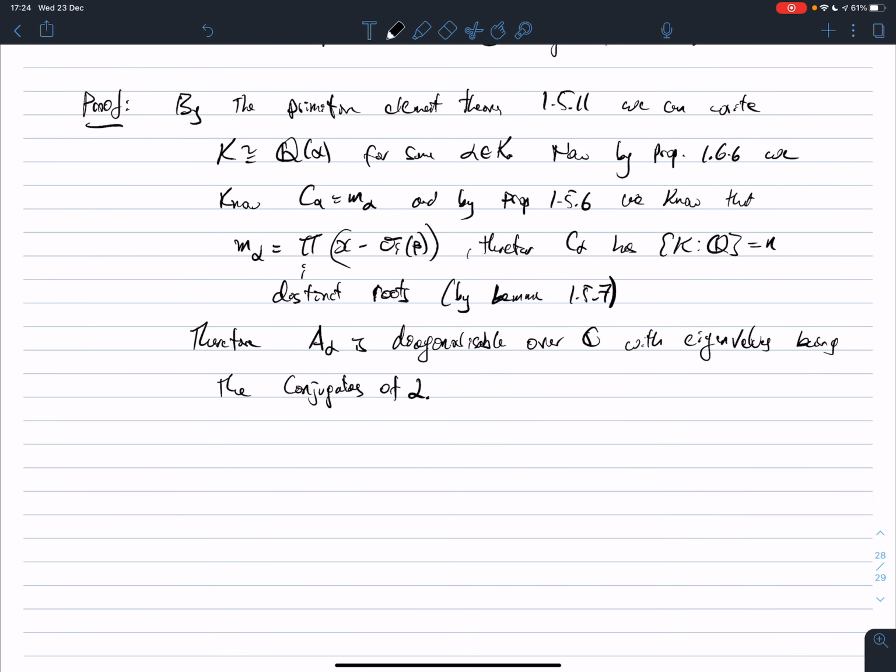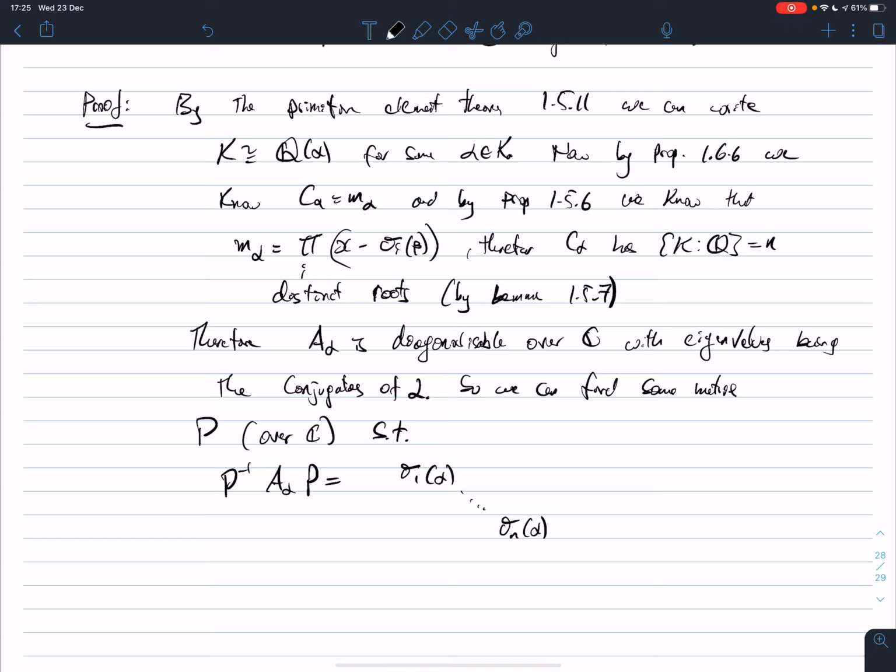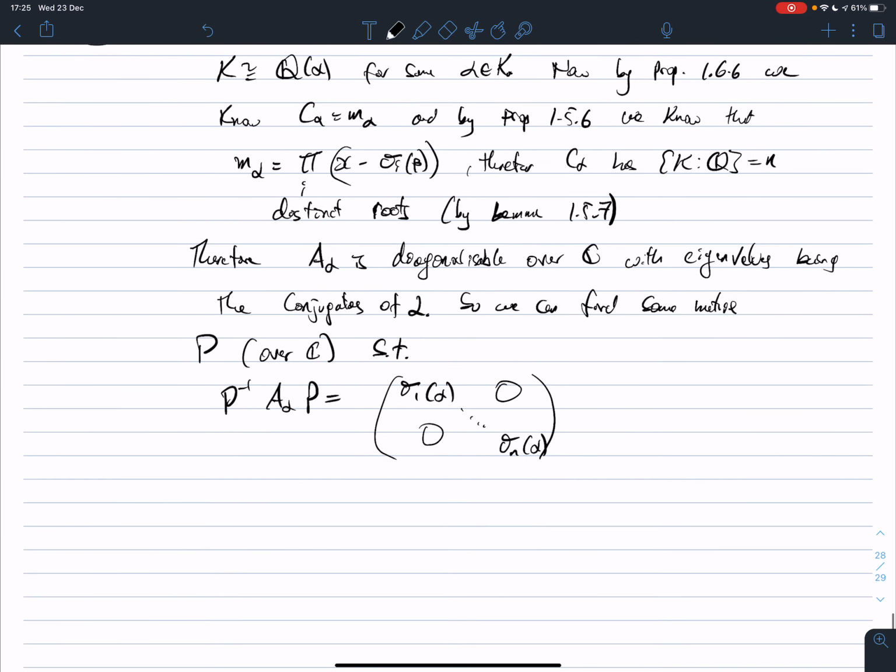That our matrix is diagonalizable, so we can find some matrix, say P over the complex numbers, such that P inverse A alpha P is diagonal, and it's going to have the eigenvalues along the diagonal: sigma 1 of alpha, through sigma n of alpha, with zeros below. So it's going to look like a matrix like this.